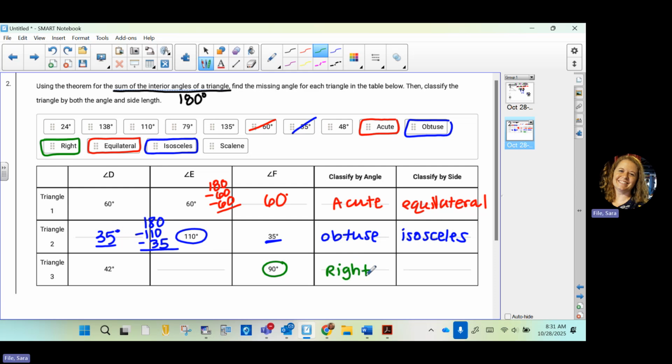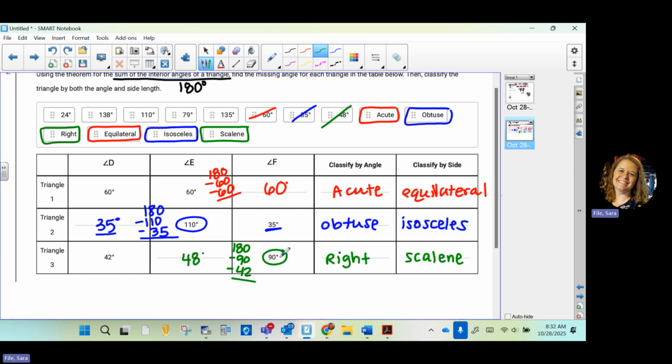And the only one left, I mean, I'm going to find the missing angle, but what's the only word left over here? Does anybody remember what scalene means? It means all of the sides are different, or all of the angles are different. Now, if I go to calculate here, 180 minus the 90 minus the 42, what am I left with? So this angle should have been 48 degrees, which was that one. Okay, and those are all different, aren't they? 42, 48, and 90. They're all different, so that's scalene.